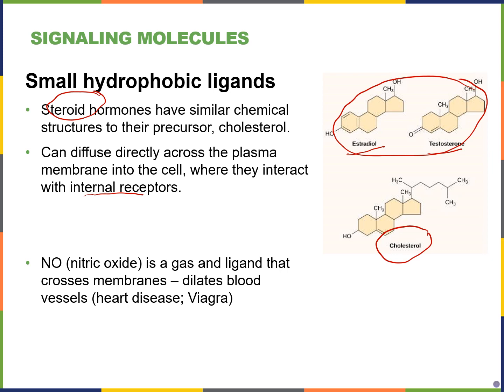One example of a hydrophobic ligand that acts a little bit differently from the other hydrophobic ligands is nitric oxide. Nitric oxide is a gas, but it also acts as a ligand. It can cross the cell membrane, but unlike these steroid hormones, nitric oxide has an immediate effect. And it's often used to treat heart disease in the form of nitroglycerin. It's also used in Viagra to treat erectile dysfunction. So how it works in both cases, interestingly, is it dilates blood vessels very quickly, increasing blood flow in that area, either the heart or in the penis.